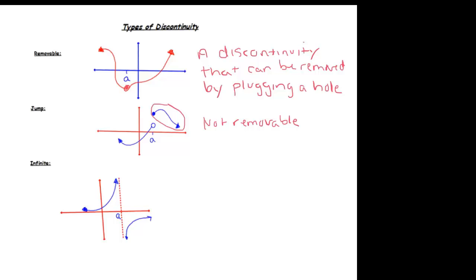And then lastly, we have an infinite discontinuity, which also is not removable. An infinite discontinuity is often a vertical asymptote. And that is not removable clearly because there's no way to get these two arms to connect without drastically changing the function, and we don't want to do that. So that's also not removable. So our three types of discontinuities are removable, jump, and infinite.